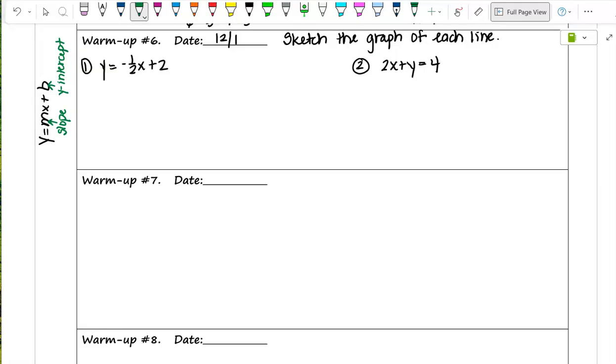So the first equation they give us is y equals negative 1/2 x plus 2. So again, there's two pieces of information we said we needed, the slope and the y-intercept. So what would be the slope of this equation? What number is in front of that x? Negative 1/2. And what would be my y-intercept? 2.